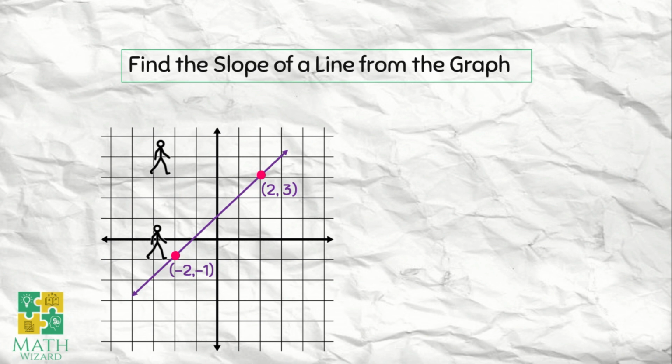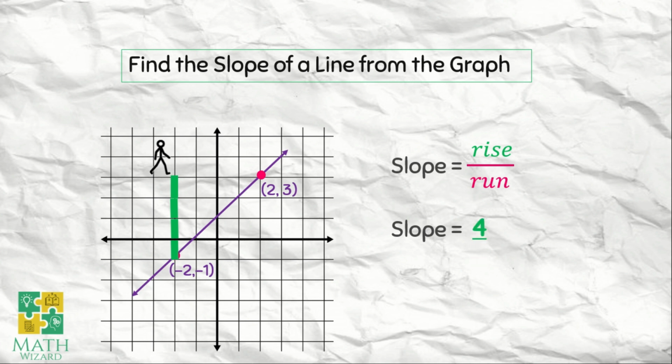Let's have another example. The slope is the rise over run. So I must travel from negative 2, negative 1, to positive 2, and positive 3. The movement is going upward and then to the right. Let's count how many movements going up. 1, 2, 3, 4, and then how many movements to the right. So our rise is 4.